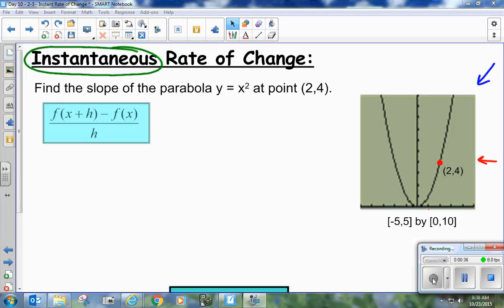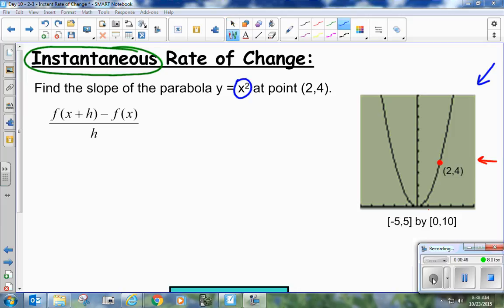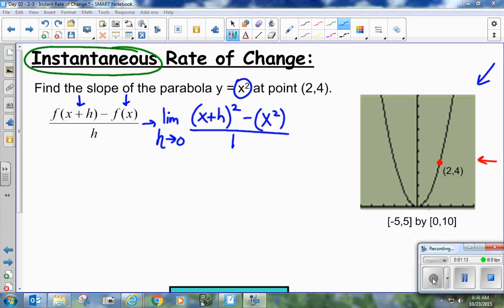I want to find the slope right at that point of the parabola y equals x squared. And we've got to use our friend here: f(x plus h) minus f(x), all over h. I'm using x squared as my function, so I put x plus h into x squared, then subtract my original function, x squared, all over h. Let's not forget, this is the limit as h approaches 0. So it's (x plus h) squared minus x squared, all over h.